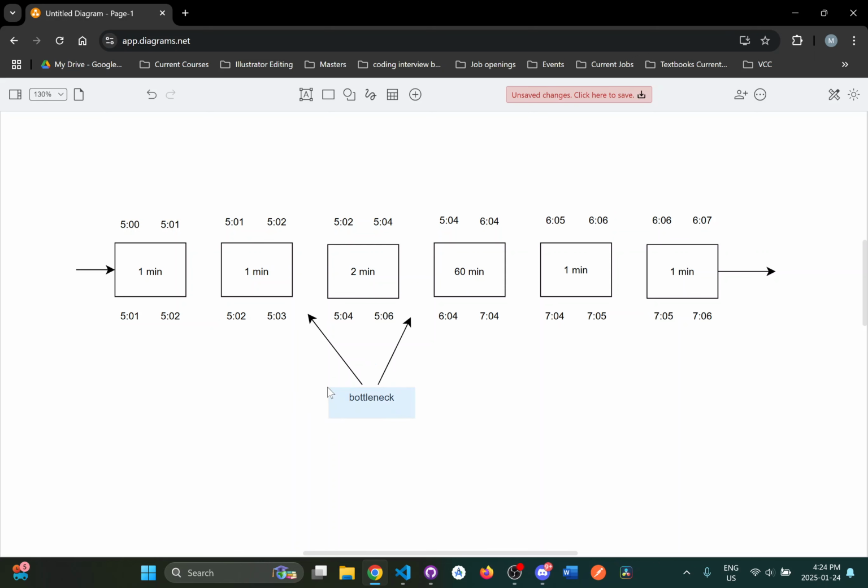But because there's that bottleneck, it's going to have that waiting time. And then again, it's going to take 1 hour, from 6:04 to 7:04. And then it's just going to keep going down through the pipeline. So the bottlenecks are something that we need to see how we can resolve.